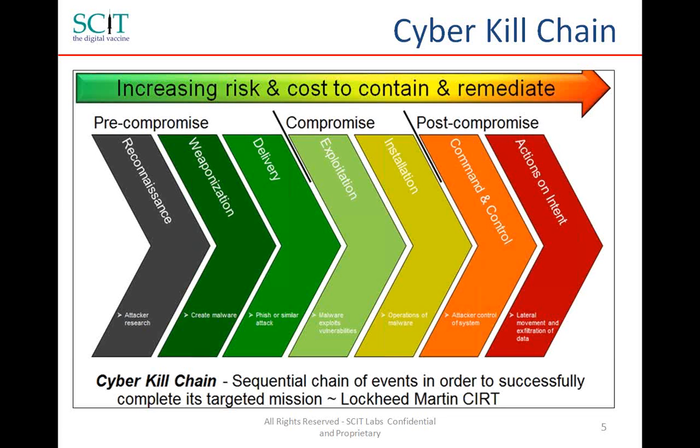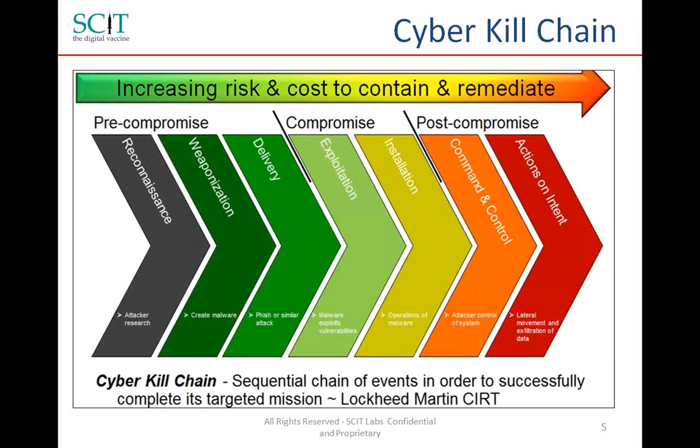Another way to think through this issue is to look at the kill chain. The Lockheed CERT identified a sequential chain of events that are required to successfully complete its targeted mission. The events are divided into three broad categories: pre-compromise, compromise, and post-compromise. The current reactive prevention and detection systems focus on pre-compromise, which in turn is divided into three stages. Reconnaissance, where the attacker is doing research on your systems and learning about your systems. And since the systems are static, this makes it an easier job.